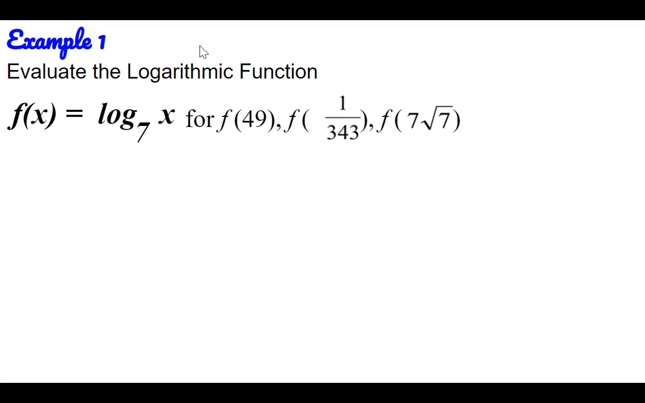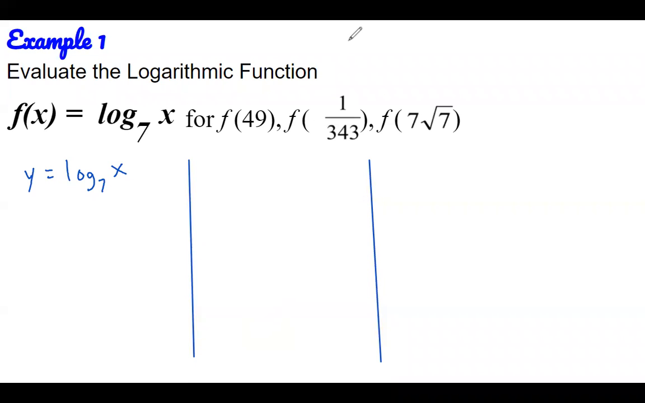Now, let me go ahead and evaluate this one right here. So what did we do with this example yesterday? We had this example as part of our exit ticket. What happened to our function here? We're gonna rewrite it, and instead of having f of x, we're gonna write y. So y equals log base 7 of x.